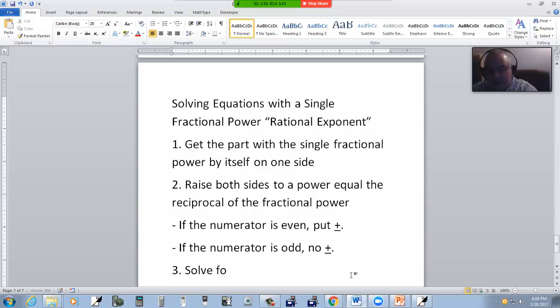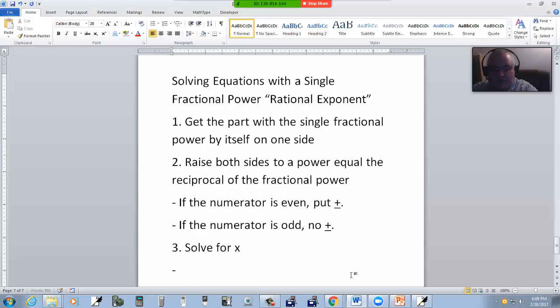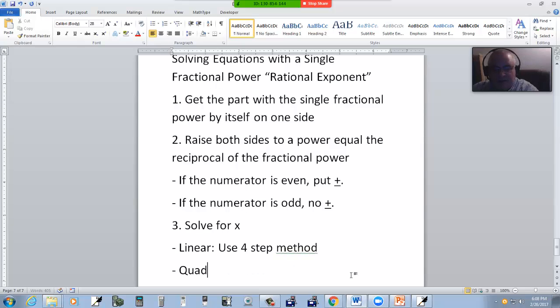Although it can mean a variety of different things, the two main things it means now: it'll be linear, and you use the 4-step method, or it could be quadratic, and you use the zero product property.